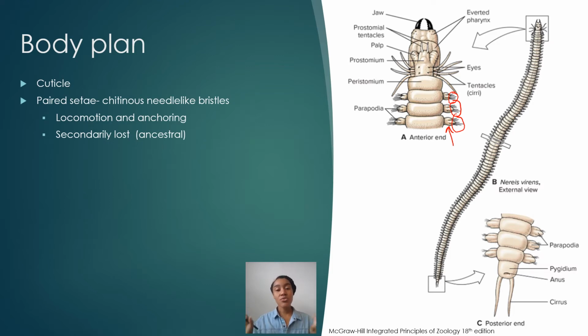As they're crawling through their burrow, they use these setae to anchor themselves into it. So when the bird tries to pull the worm out, it doesn't just easily slide out of its burrow. It requires a little bit of force because the setae have anchored that worm into place. Some of the annelids have lost these setae, and that is a derived characteristic of those groups. All annelids are derived from a shared common ancestor that had setae.